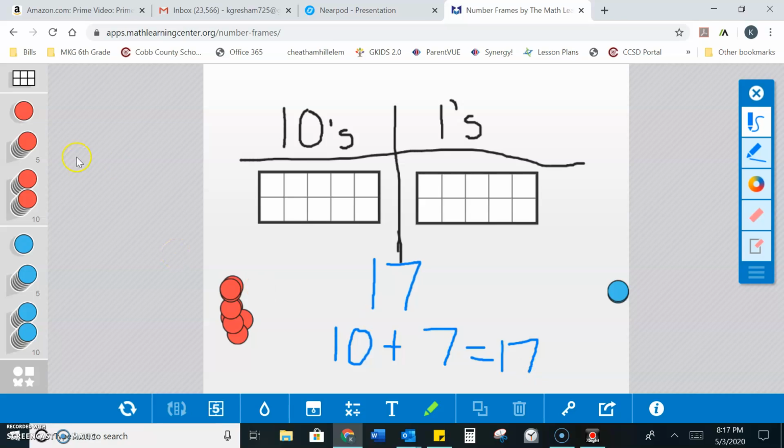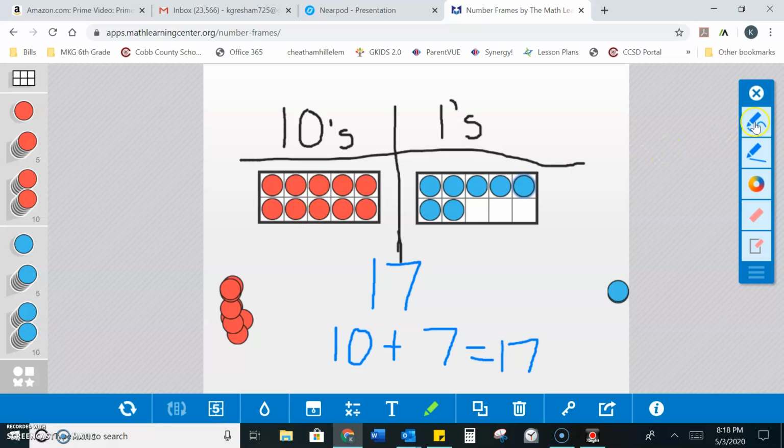And what would that look like if we used our two 10 frames? Well, we would have one group of 10. And then how many extra ones would we have? We would have 7. So this is a group of 5. And then we would have 6 and 7. And now we have 17.